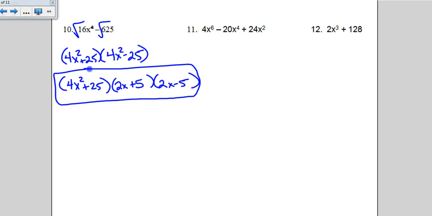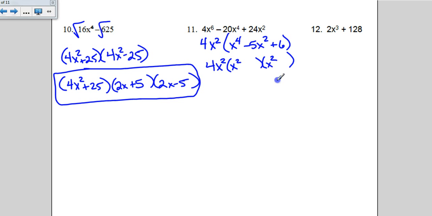Okay, number 11. Looks like we have some like terms there. I've got a 4 and an x squared that I can take out. So when I take out a 4x squared, I'm left with x to the 4th minus 5x squared, and then plus 6. Now in the parentheses I've got a trinomial, so I got to think about factoring this like normal. But instead of just being x squared in the first term, it's x to the 4th this time. And all that means is we're going to have x squared and x squared.